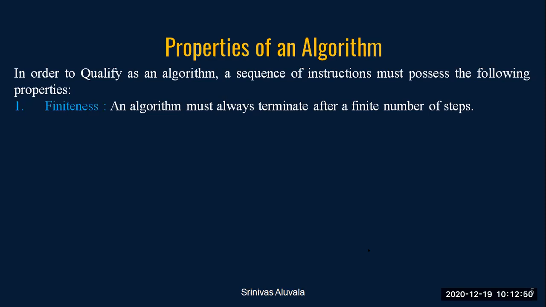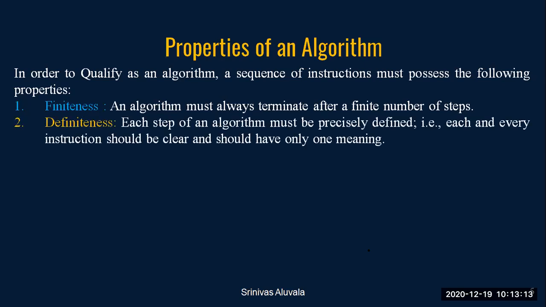If the sequence of steps I am writing to get a solution to my problem is not ending, if it doesn't have an end, then it cannot be called an algorithm. My algorithm needs to end and it should give me an answer, a result. Then it can be called an algorithm.